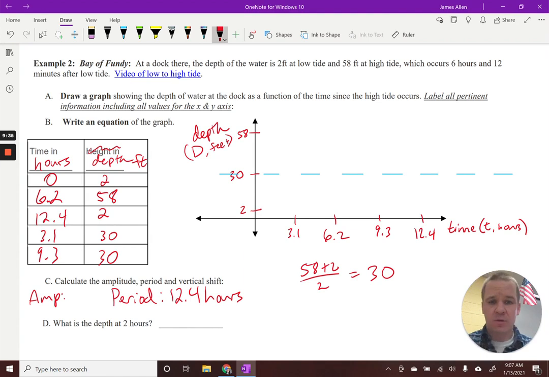The last thing that I think we could also point out would be my amplitude. My amplitude here is going to be 28, right? It's 28 above 30 to get to 58 and 28 below 30 to get to 2.